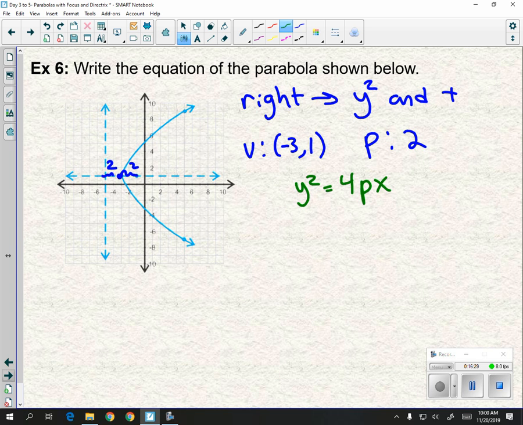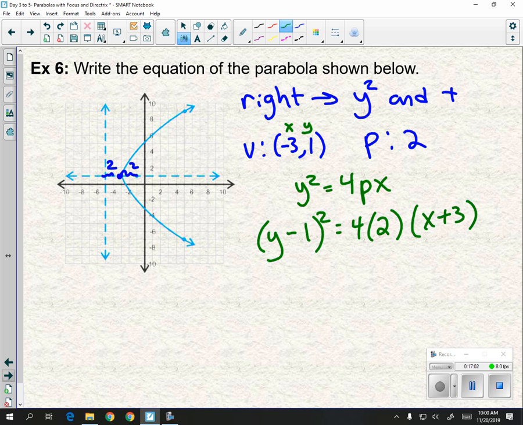And you're going to incorporate the vertex in it. So my y value of the vertex was 1. Be careful, we're not putting the negative 3 just because it comes first in the vertex. We want the y value. So if the vertex is at positive 1, in our equation we write y minus 1. Our value of p was 2, and our x-coordinate of our vertex was negative 3, so in the equation it becomes x plus 3. All you have to do to simplify is to multiply the p-value with the 4. And you're done.